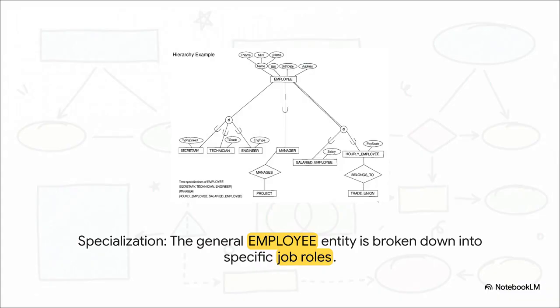Let's look at our main diagram again, but this time through the lens of specialization. This is a perfect example of that top-down approach. We started with the big, general superclass, employee, and then we specialized it. We identified the distinct subgroups within that category: secretary, technician, and engineer.